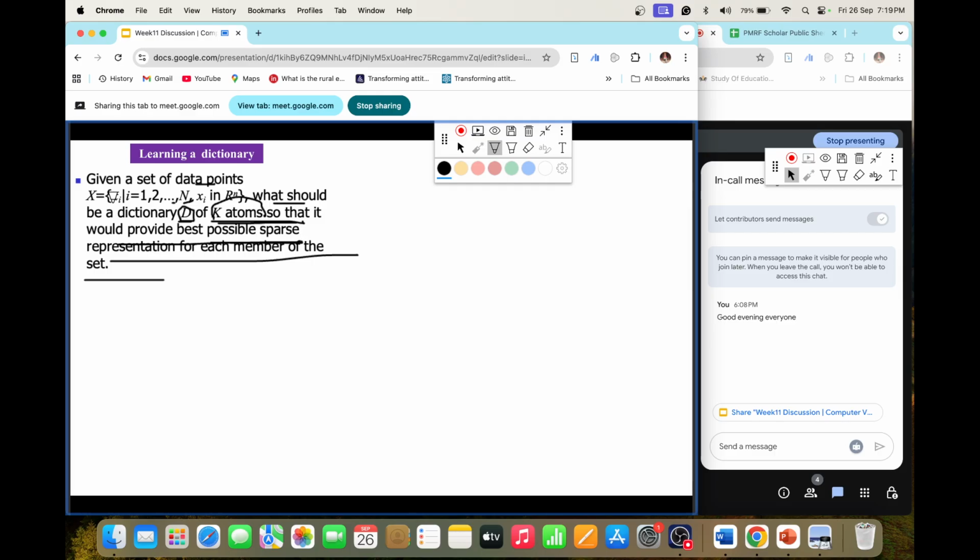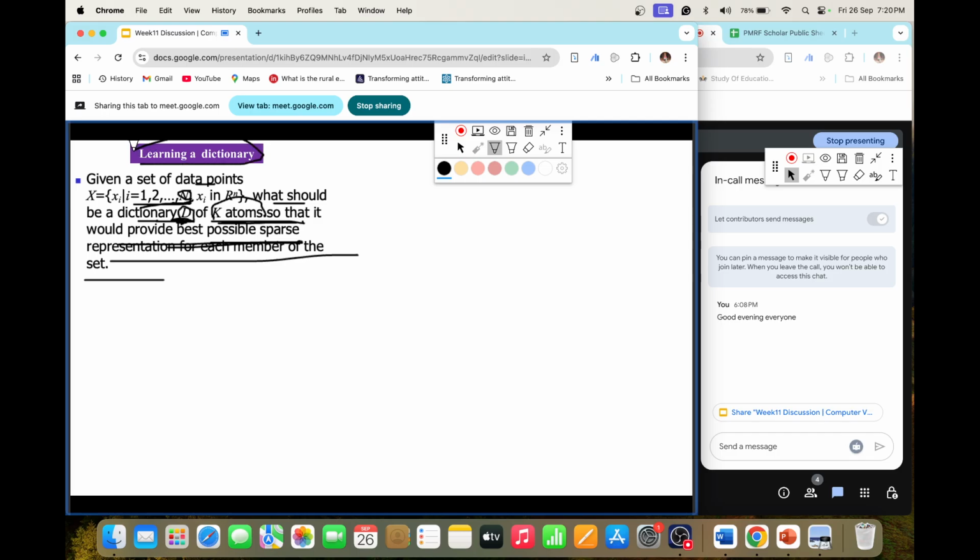So again I am repeating, you have these data points, that is, n data points from 1 to capital N, like x1, x2, x3, dot dot dot, xn. Now you have to form a dictionary. Dictionary means where you have all these basis vectors. So what should be the dictionary that we have to find out, of k atoms, so that it would provide the best possible sparse representation of each member of the set.